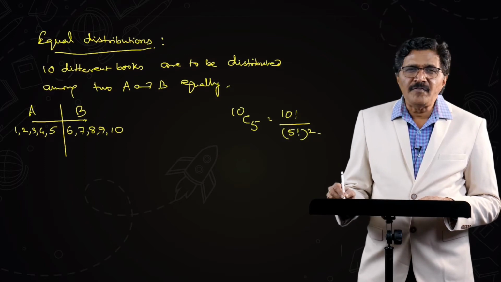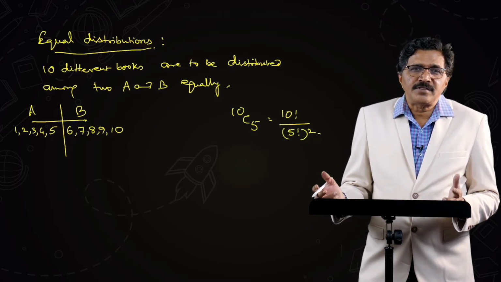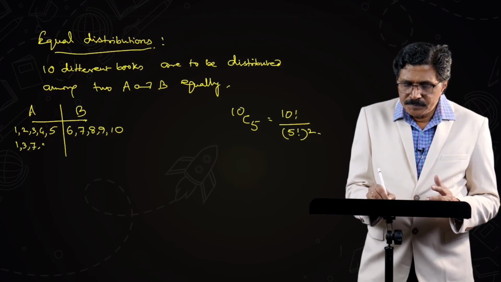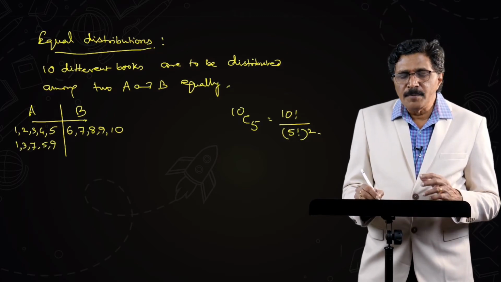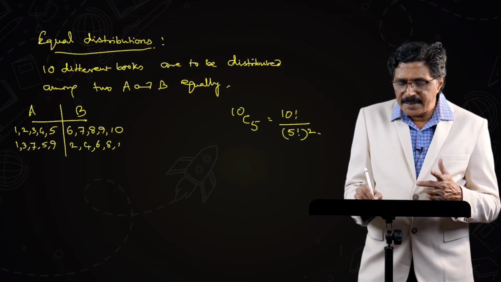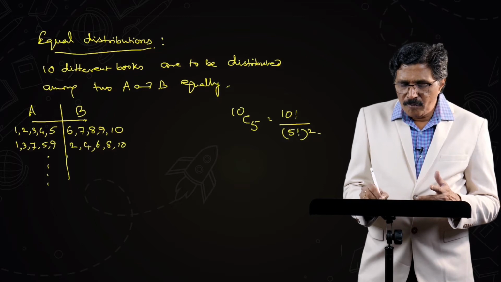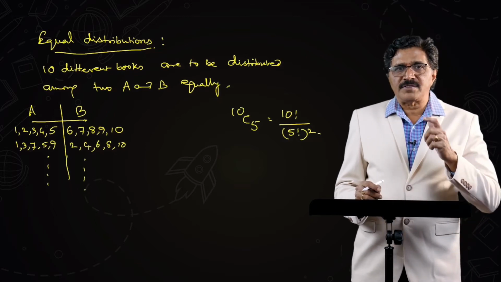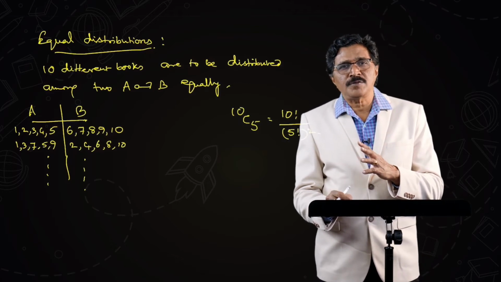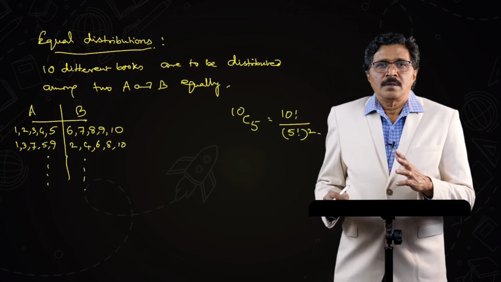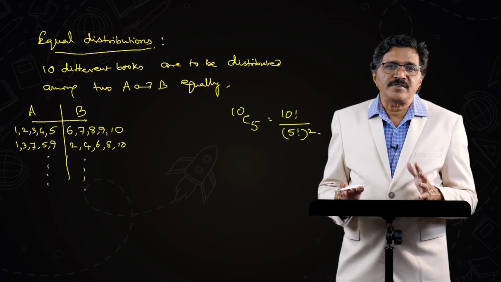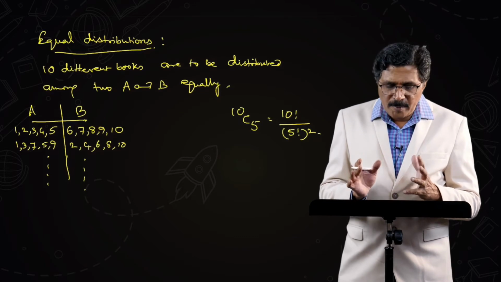This 10 factorial by 5 factorial whole square includes a case where A chooses 1, 3, 5, 7, 9. In that case, B automatically chooses the remaining 2, 4, 6, 8, 10. Like that, whenever A chooses any 5 books, B automatically chooses the remaining 5 books. So, this distribution can be done in 10 factorial by 5 factorial whole square ways. In this, one more point is to be observed.